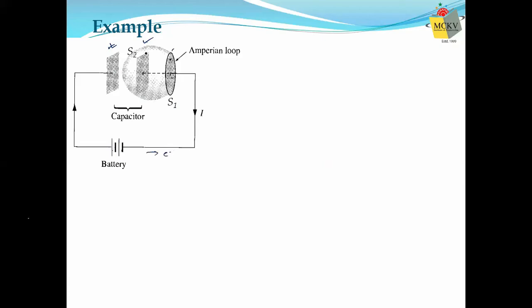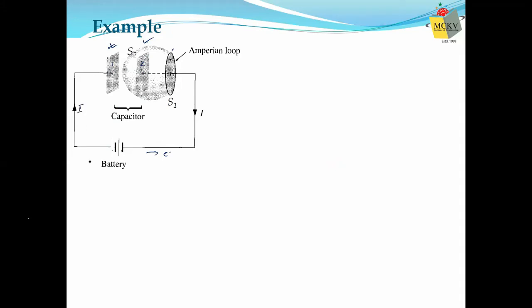So that this, say plate two, will be negatively charged and plate 1 will be positively charged. So the current direction is opposite to electron flow. So this is the direction of conventional current.